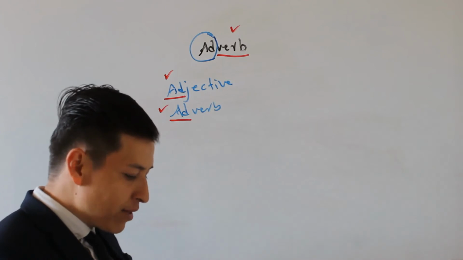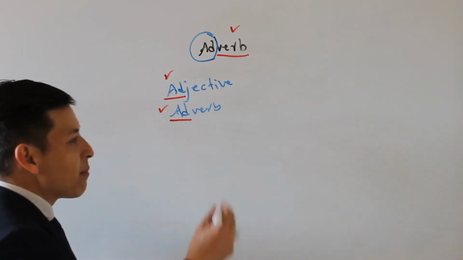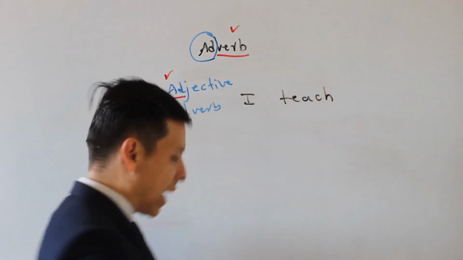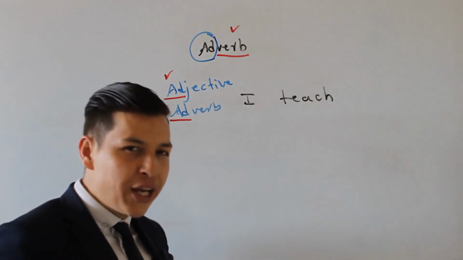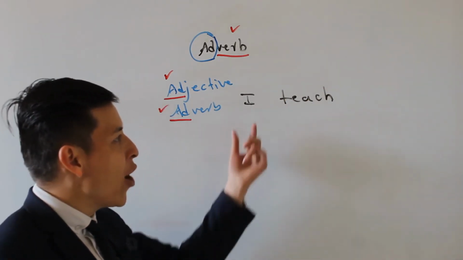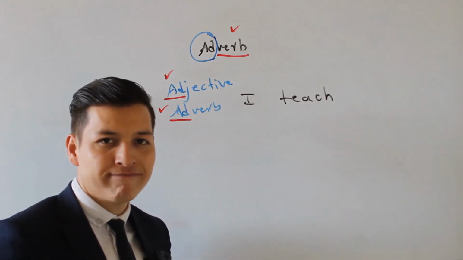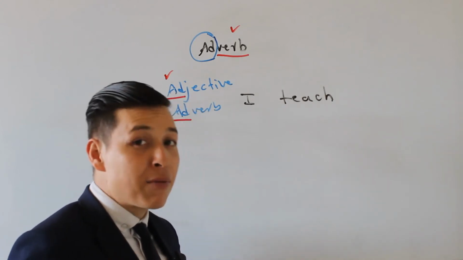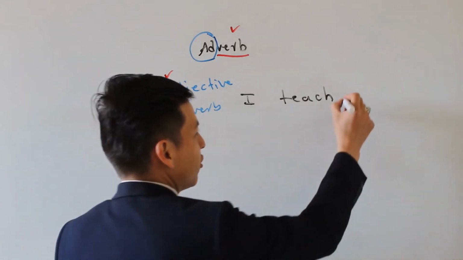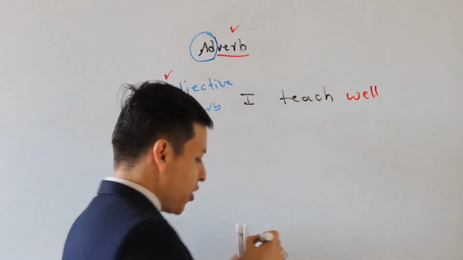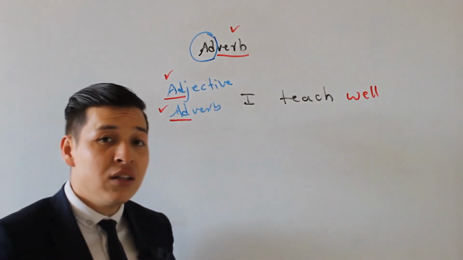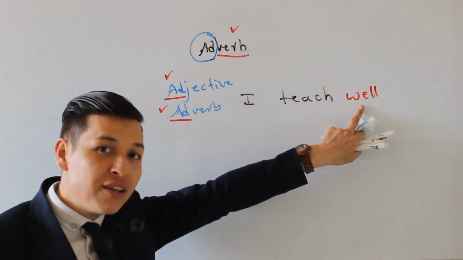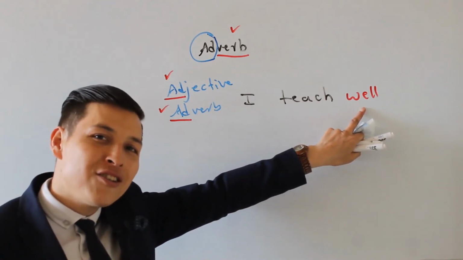Now let's see examples. The first example: I teach. In here, do you have information about how I am teaching? Maybe not. But if I brag about my teaching, I will say I teach well. When I say I teach well, the way that I'm teaching is mentioned here. How am I teaching? Well.